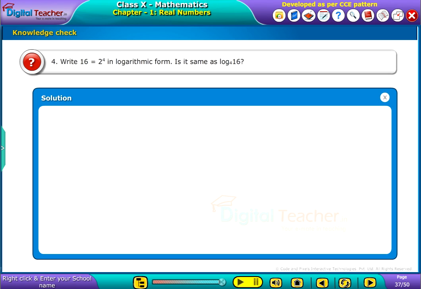Write 16 equal to 2 to the power 4 in logarithmic form. Is it the same as log 16 to the base 4? Given that 16 is equal to 2 power 4, it is the same as log 16 to the base 2 equal to 4. But log 16 to the base 2 is not the same as log 16 to the base 4, because log 16 to the base 4 is equal to log 4 squared to the base 4, which is equal to 2.